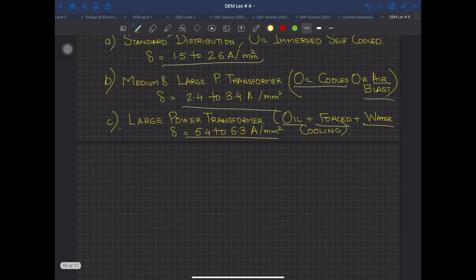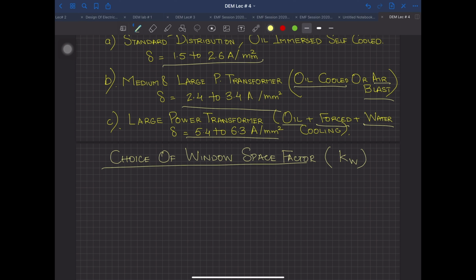Next thing is the choice of window space factor. Can someone tell me what was the window space factor? KW, ratio of copper area divided by the window area.